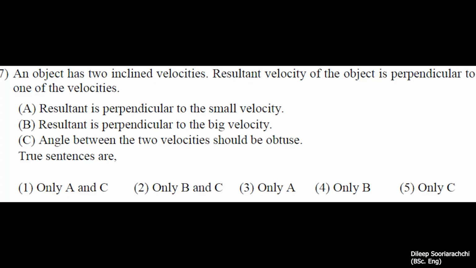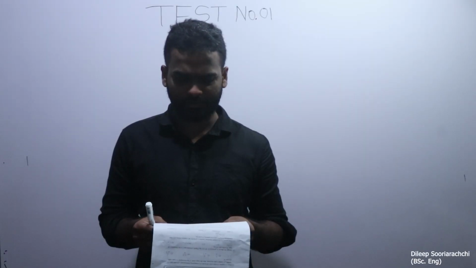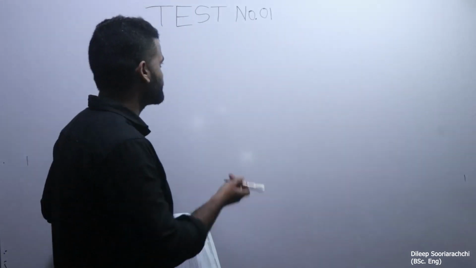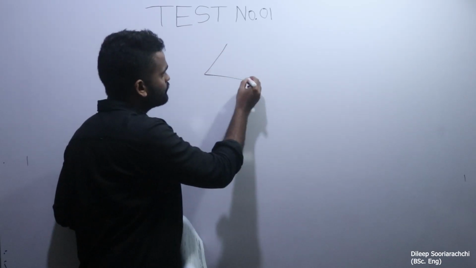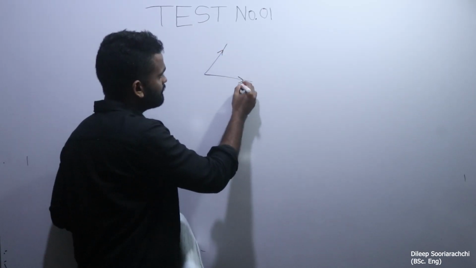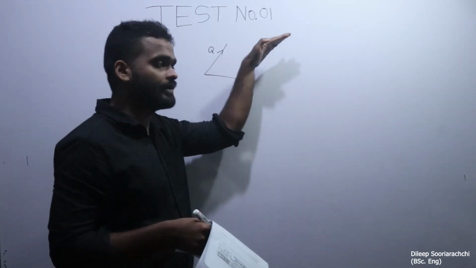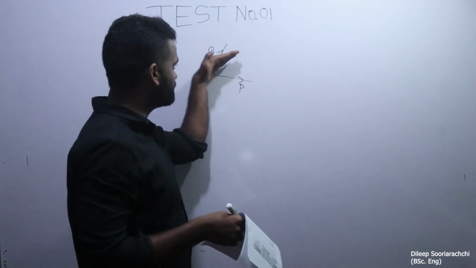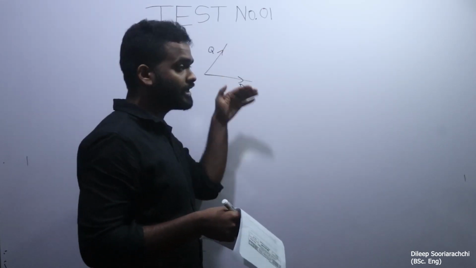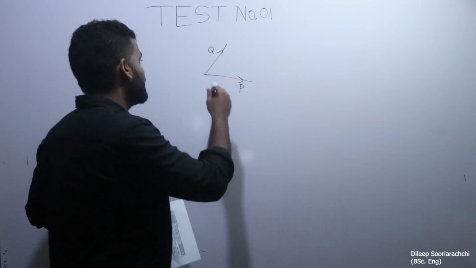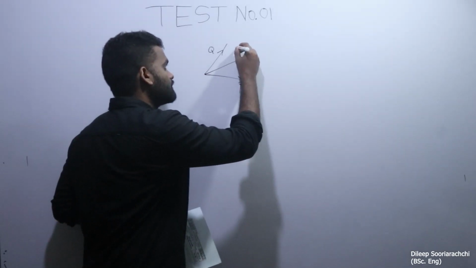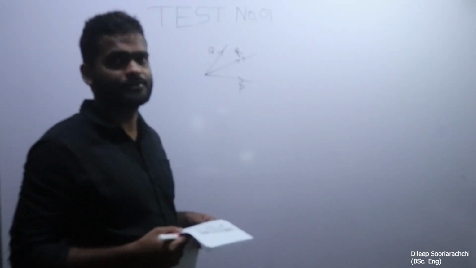An object has two inclined velocities. The resultant velocity of the object is perpendicular to one of the velocities. So let's say these are the two velocities, P and Q. So if these are the two velocities, the resultant vector should go between P and Q. It should be between P and Q. It should be like this. So this is the resultant velocity vector.